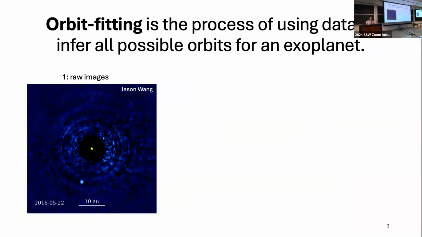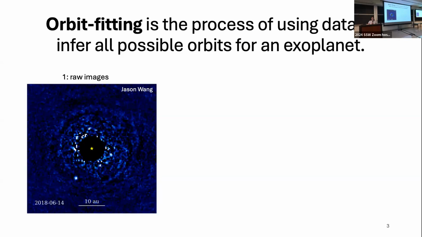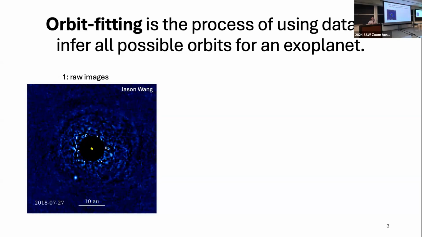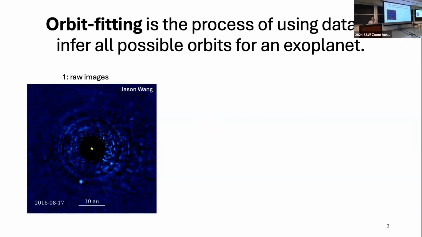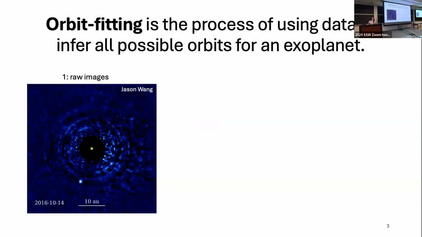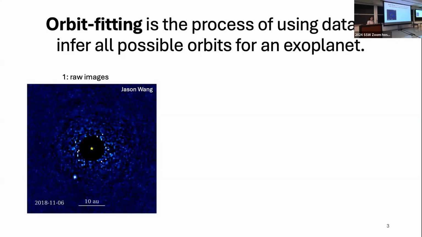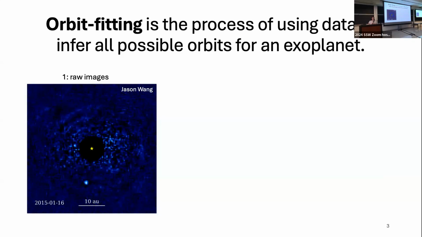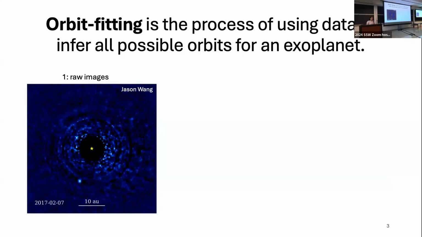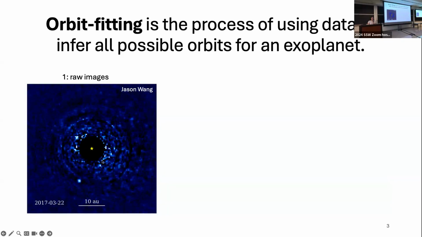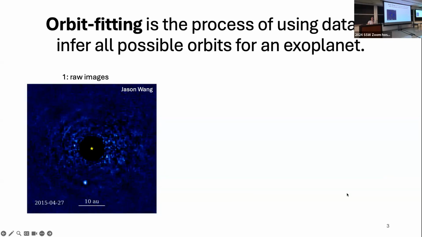All right, so what is orbit fitting? Orbit fitting is the process of using data to infer all possible orbits for an exoplanet. For the majority of the talk, we're going to think about astrometry-only orbit fitting, so assuming you only have images of your exoplanet, and then at the end, we'll come back to incorporating other types of data. But assume you have a sequence of images of your planet relative to your star taken at different times.